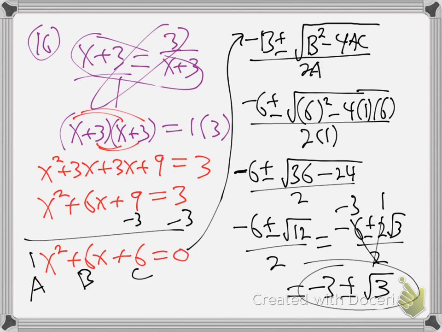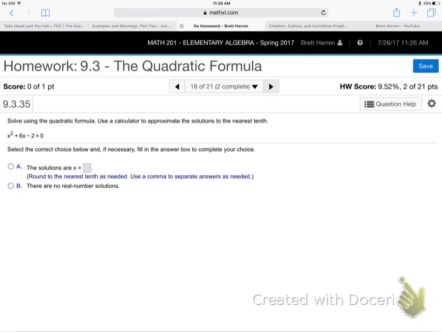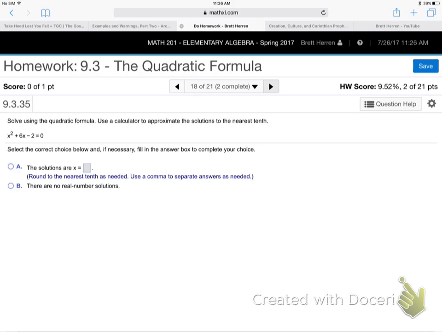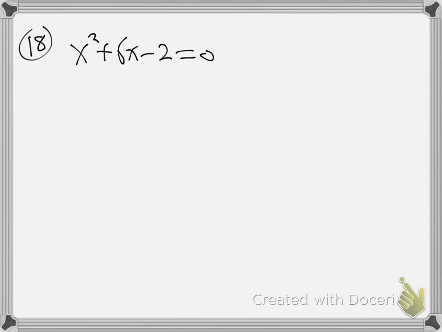All good. So fractions: cross multiply, get an x squared equation. Can't factor it, the quad formula will handle it. All right, I'm going to leave that if you're okay. Number 18. Okay, number 18: x squared plus 6x minus 2. Yes. Okay. So there, let's try that one.